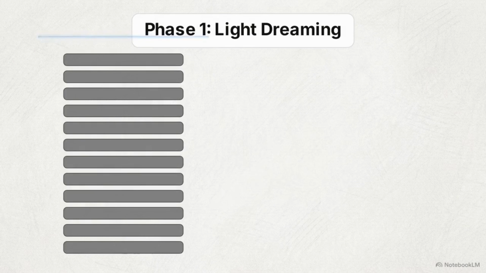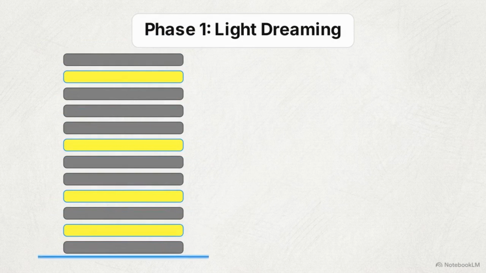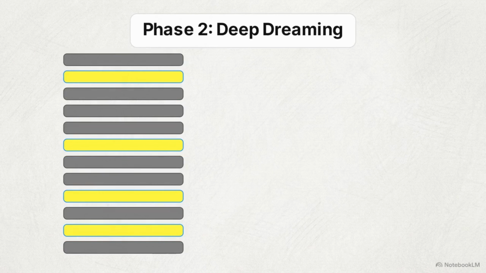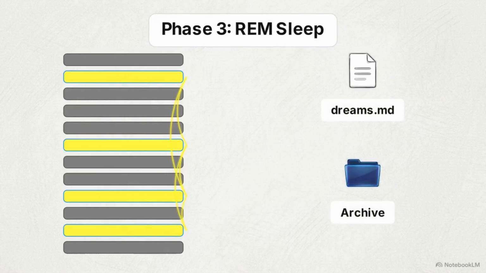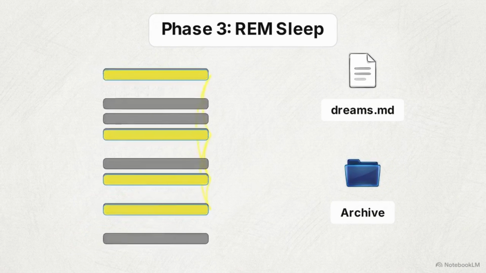A horizontal scanning line quickly sweeps across a short-term context log filled with data blocks. This represents a rapid, low-compute pass to flag notable recent activity. The system then enters deep dreaming. The agent cross-references these flagged blocks to identify broader structural patterns across the entire data stack. Finally, the system executes the REM sleep phase.